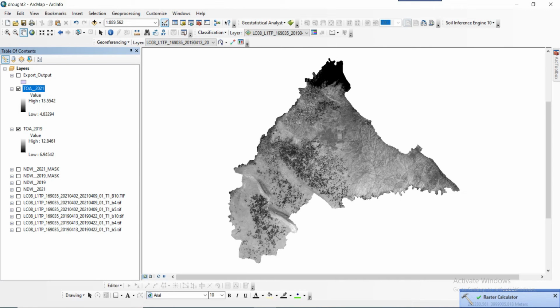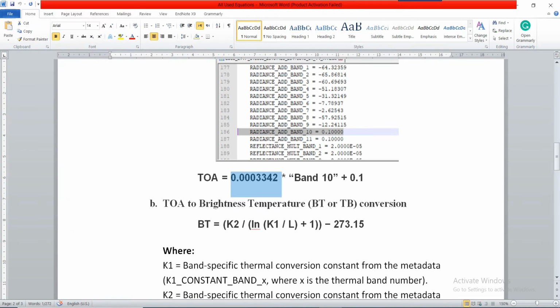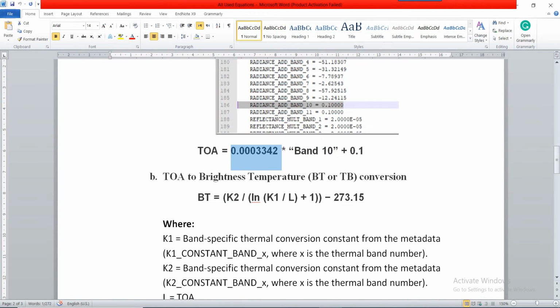There we go. So we have TOA for 2019 and 2021. So that was the first step for calculating the LST. In the second step, we're gonna convert the TOA to the brightness temperature, or BT. In some references they call it TB. It's okay, BT or TB are the same. It depends on the references.